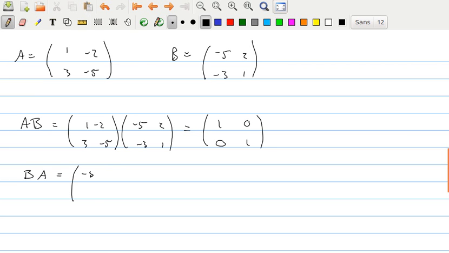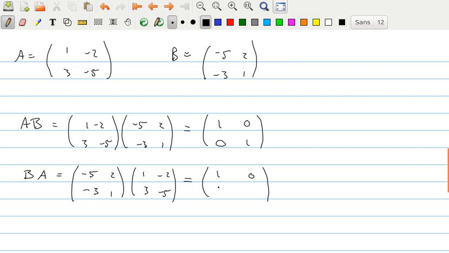So we need to take negative 5, 2, negative 3, 1, and multiply it by the matrix A, 1, negative 2, 3, negative 5. So again, to get the entry in the first row, first column, we'll dot product the first row with the first column. And that gives us negative 5 plus 6, which is 1. To get the entry in the first row, second column, we dot product the first row with the second column. That's 10 and negative 10, which is 0.